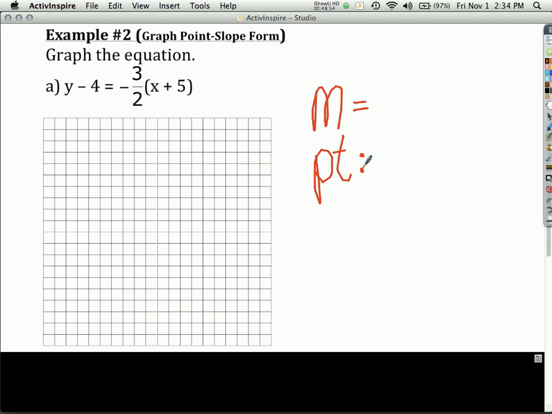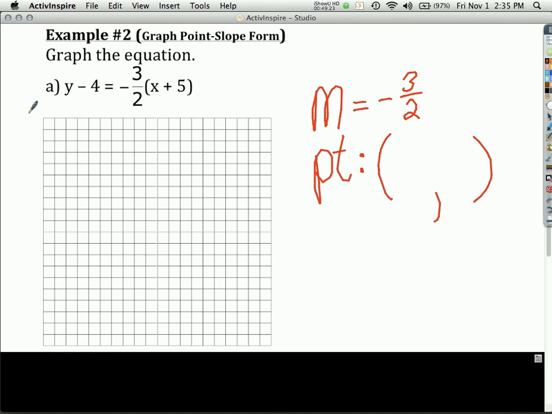So the slope is easy. The slope is what, Zavari? So we know the slope is -3 over 2. But now I need the starting point, and I have to get it from here. What's the starting point? What's the starting point? Tristan? X is -5 and the y is 4.